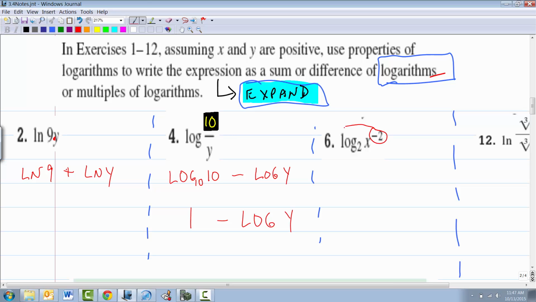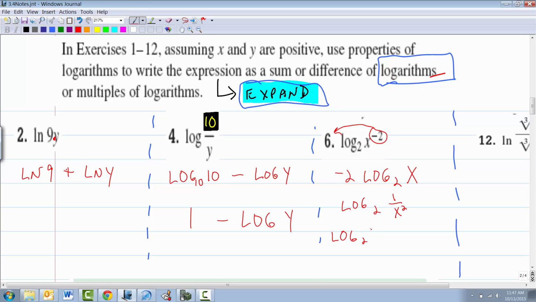This one's stupid. But I know what you might want to do. What's x to the negative second the same thing as? 1 over x squared. And then what's this? What do I do now?